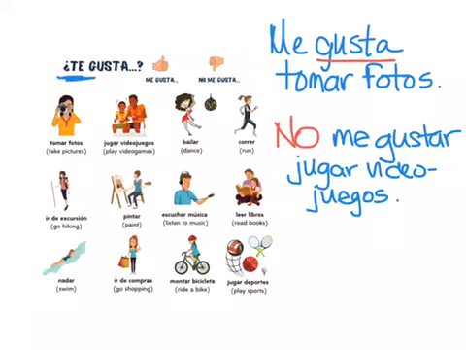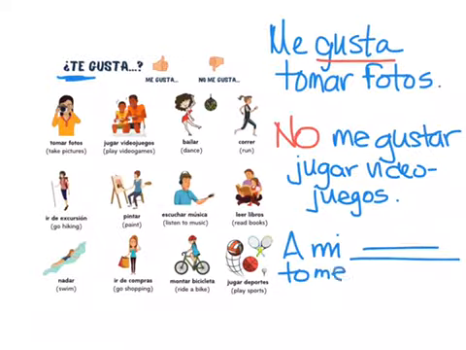Now sometimes you might see that in front of this, at the beginning of a sentence, it will say a mí, and then it will say me gusta or no me gusta. And this is saying to me. So you can use this for emphasis, but it's kind of like the pronouns where they're not necessary unless you're trying to make a point.